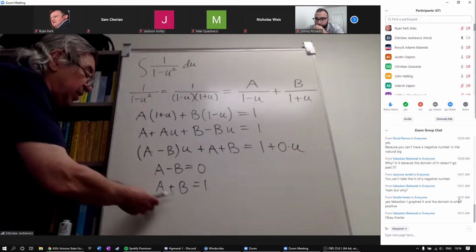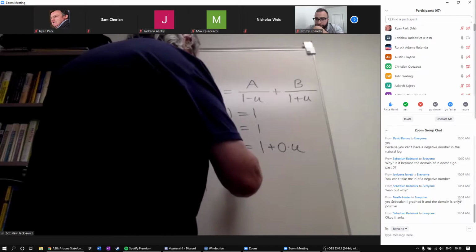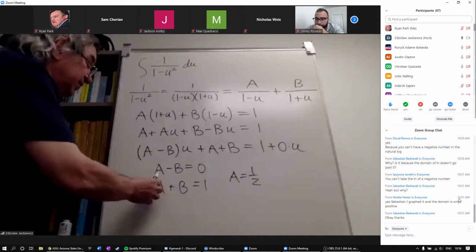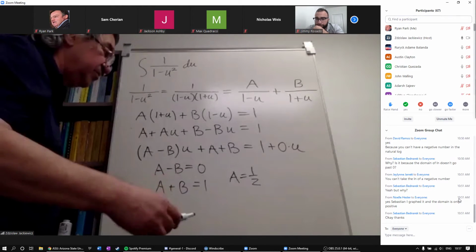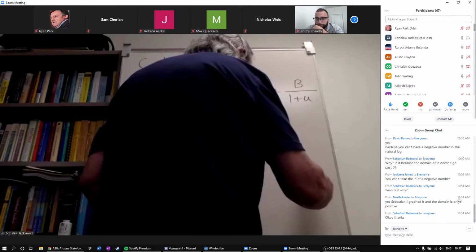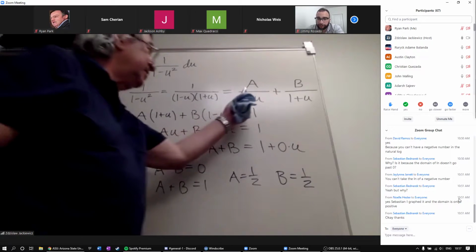Of course, it's easy to solve this system. If you add two equations, you get 2a is 1. So, of course, a is 1/2. And, of course, from the first equation, a is equal to b. So b is also 1/2. So that's how you can compute those constants.